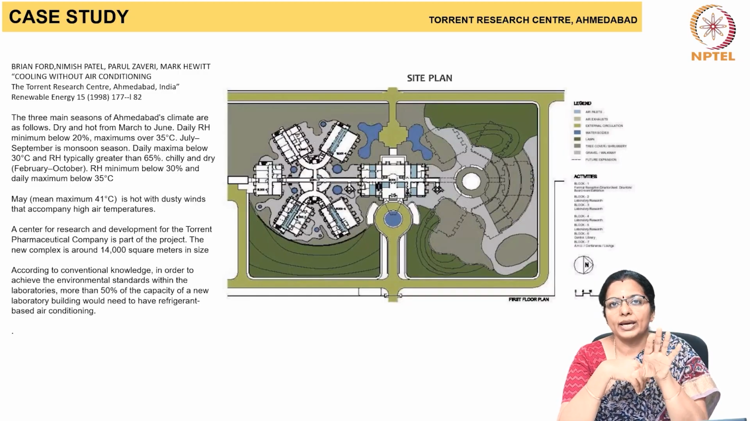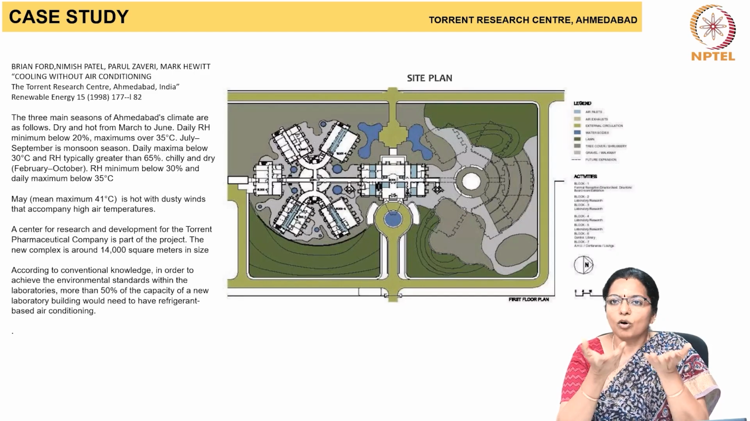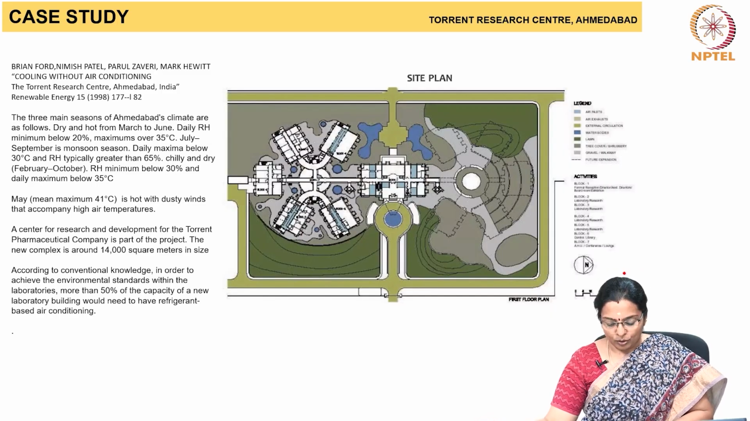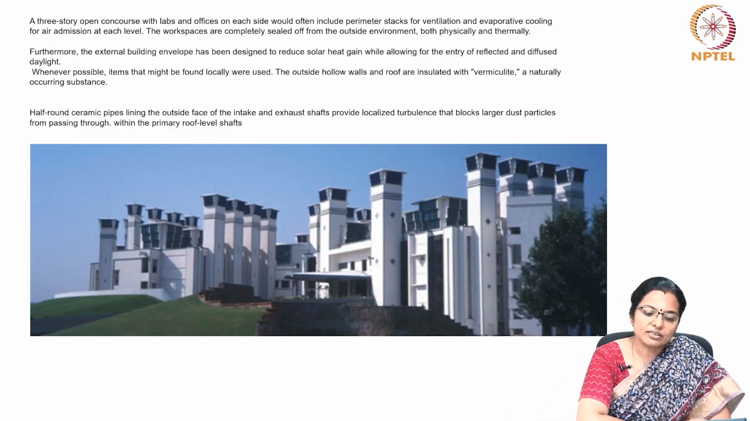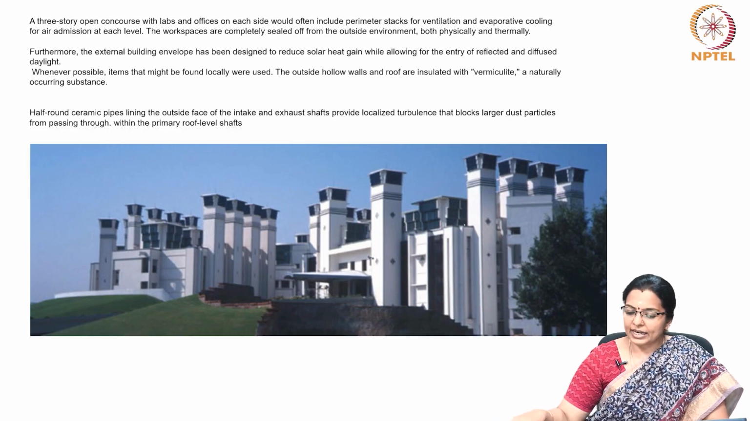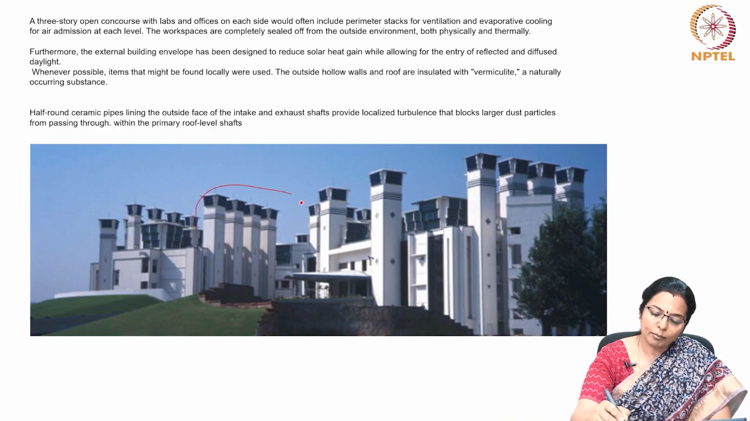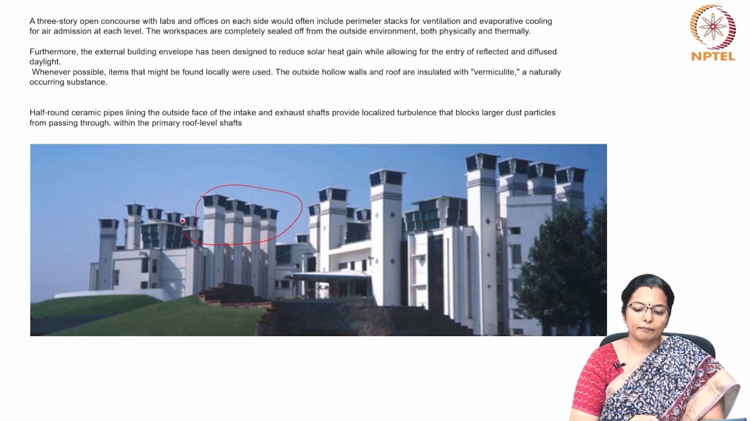During the month of May, it is extremely hot with a mean maximum of 41 degrees centigrade. This is the most taxing season of the year because there are frequent hot dusty winds that accompany high air temperatures. So this is the background of the Torrent Research Center. And the Torrent Research Center is a 3-story open concourse with labs and offices, and it has, as you can see, a number of PDEC towers.